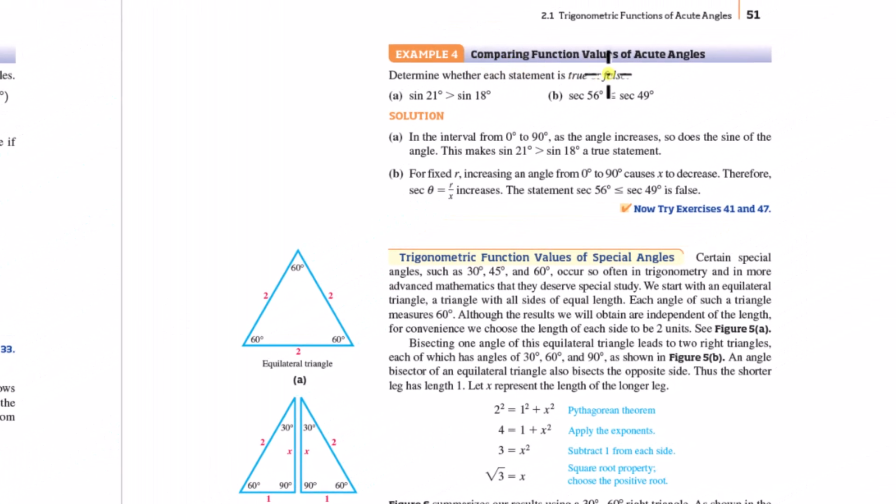Okay, comparing function values of acute angles, determine whether each statement is true or false. Sine of 21 is greater than sine of 18. Yeah, it is. Sine starts at 0 degrees. If we're thinking about acute angles, at 0 degrees, sine is 0, and then it increases towards 1 as you approach 90. So here we do secant.